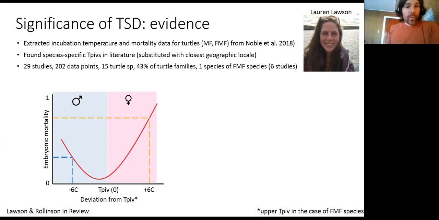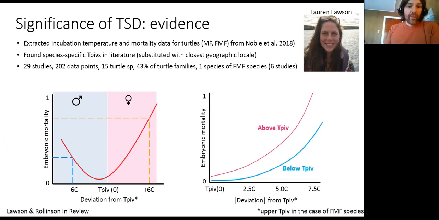Put in a different way, if we rescale the variable here and we have absolute deviation from TPIV, in other words, this minus 6 becomes a plus 6, we put it on a separate curve, and we're looking at how mortality accumulates above the TPIV versus below the TPIV with distance from TPIV. We expect that mortality is going to accumulate faster above the pivotal temperature.